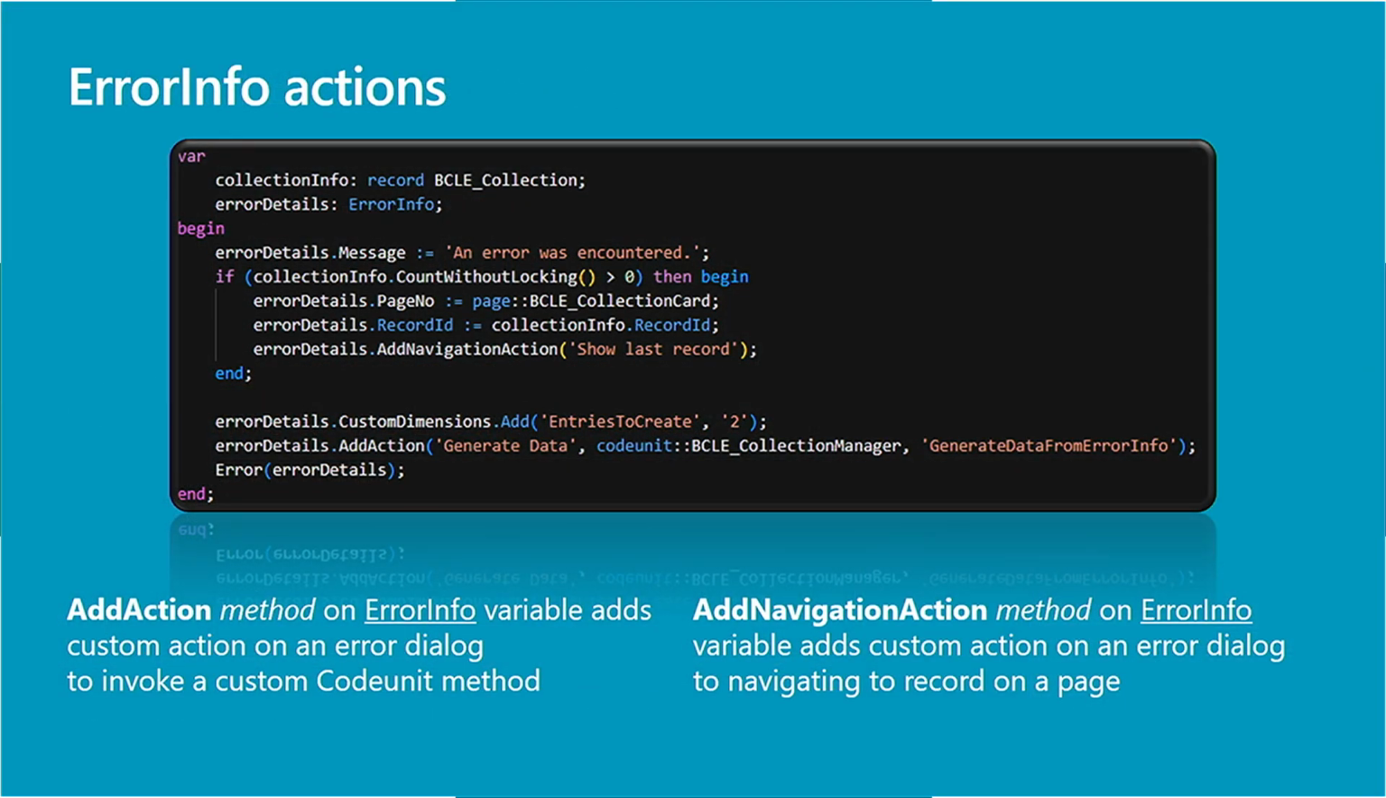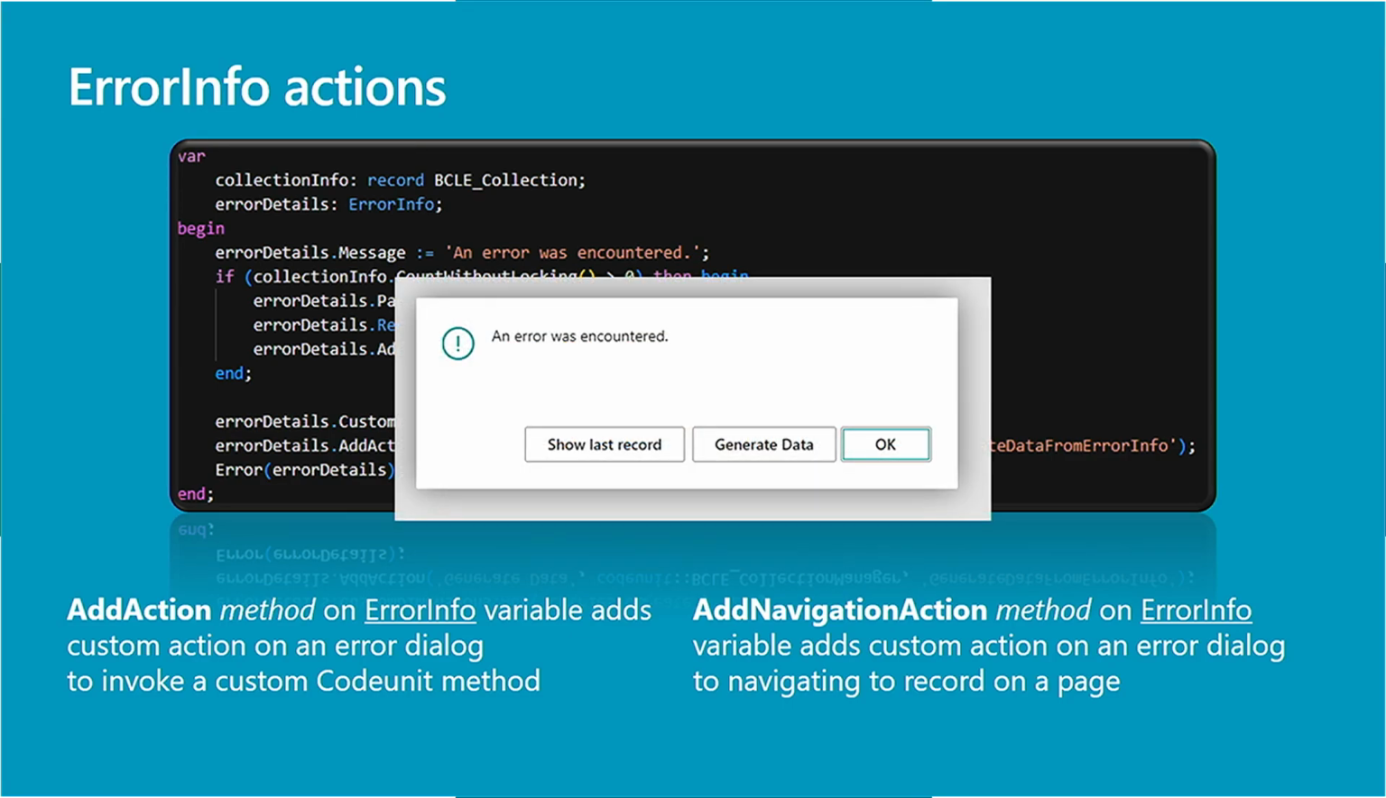Let's talk about errors. Okay, so with error info, we added two new methods. The add action method allows you to add a button where a user can invoke some kind of codeunit method, where maybe we can fix up some data or run some other code that will do something to get the user out of trouble. Or we can add a navigation action where the user can perhaps get a setup page, or maybe they open the record where the issue happened. It can look something like this. And now I'm going to turn it back to Blanca, who's going to talk to us about more error things in the debugging scenario.